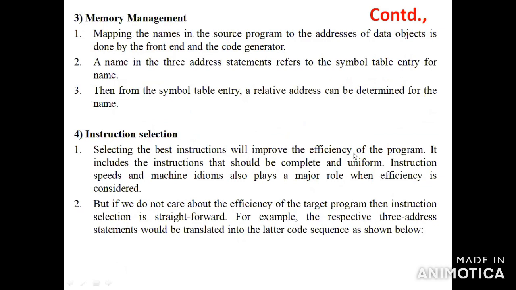Mapping the names in the source program to the address of data objects is done by the front end and the code generators. The front end and code generator perform the task of mapping the names in the source program to the addresses of the data objects in runtime memory.